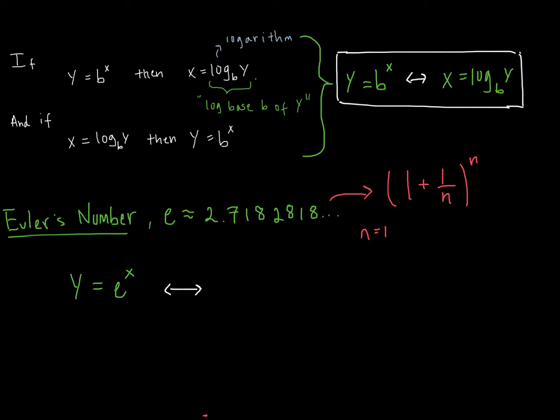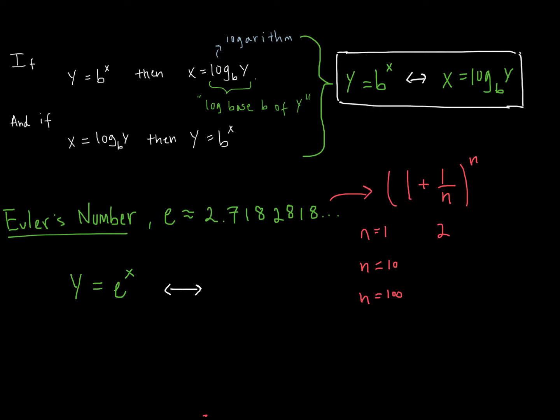And he kept trying bigger and bigger values. So he tried 10, and you could keep going. Try 10, try 100, try 1,000, try 1,000,000, right? And as the values of n got bigger and bigger, he found that the value of this expression was getting closer and closer to this number. And this is what we call Euler's number.